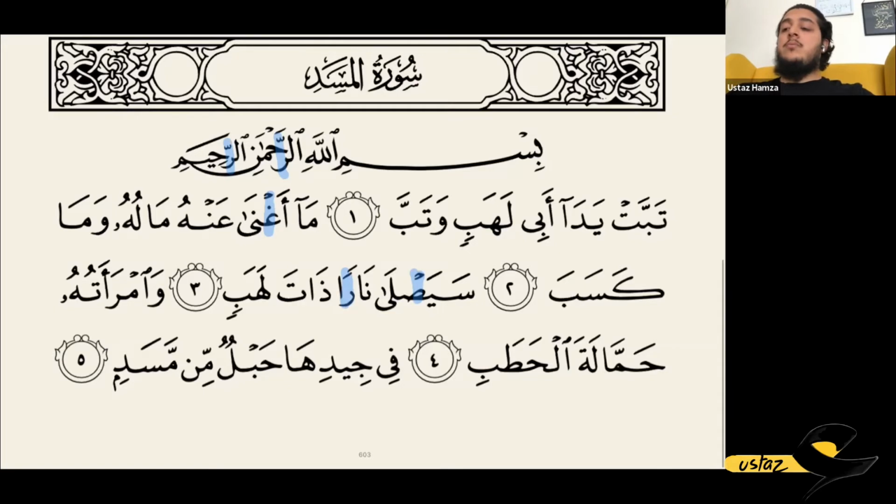Wamra'atuhu hammalatal hatab. We have two. There we go. Ra. One is Ra. Hatab. Ta is a full mouth letter here. Yeah, there we go. Jazakumullah khair. If you can't type in Arabic, you can just say TAA. Yeah, just make sure you don't pronounce it like that.